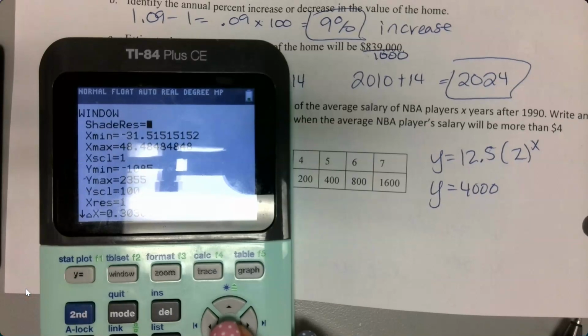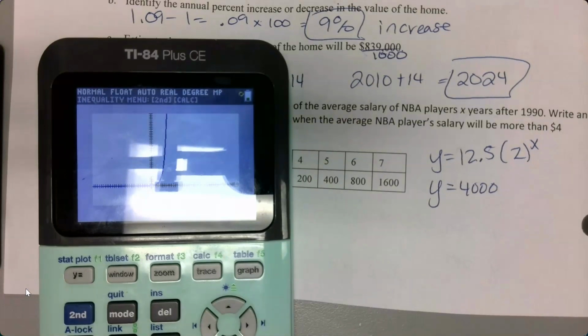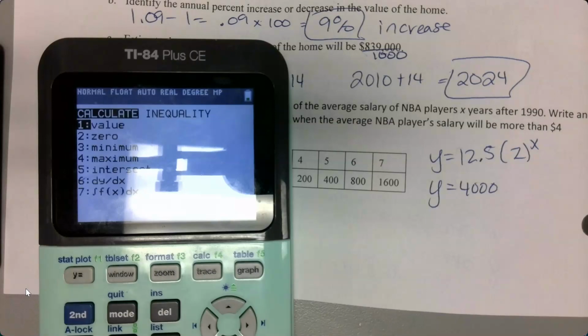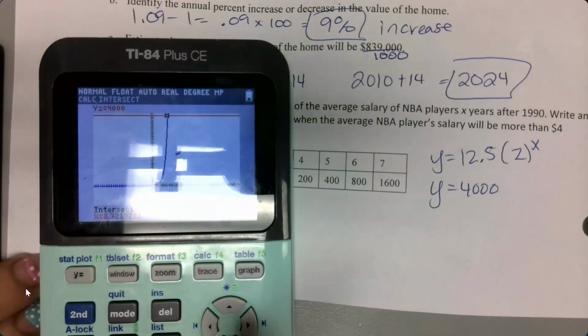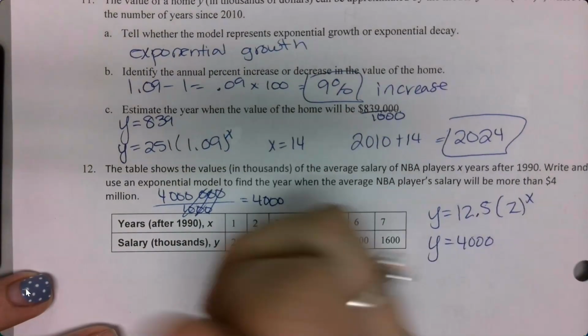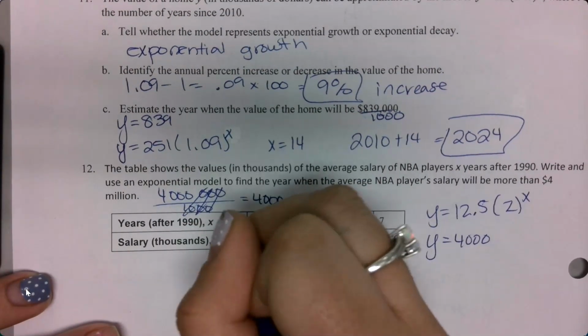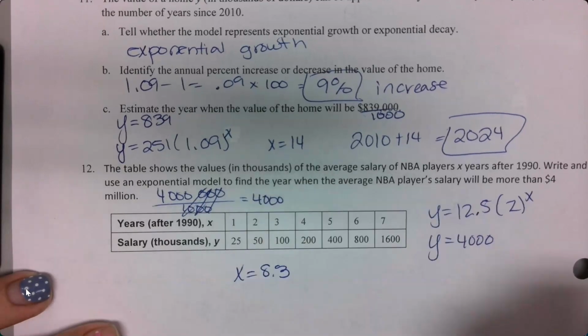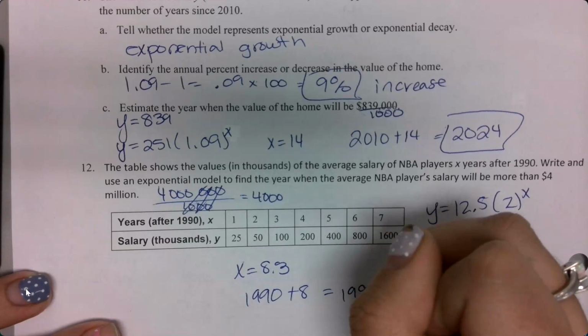My window, I want to make my Ymax go up to, let's do 4,100. Then second trace, 5 for intersect, enter for my first line, enter for my second, enter to guess. This one is 8.3. So that is 1990 plus 8, 1998.